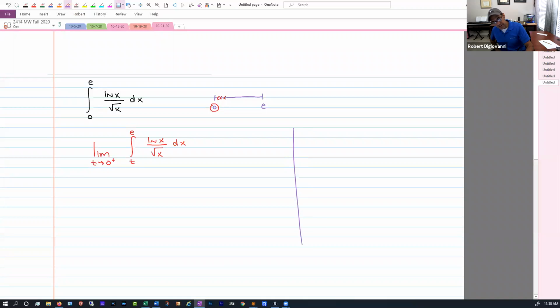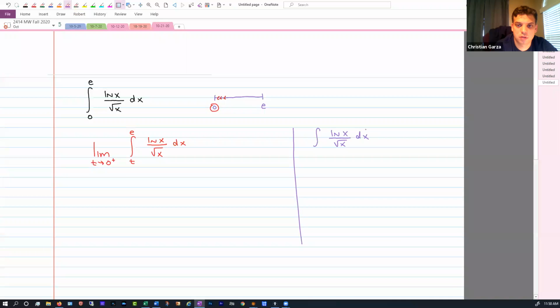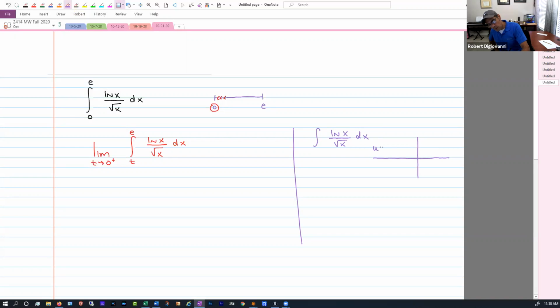Who has the antiderivative, or at least how to go about it? Integration by parts. Good, okay. If I'm doing integration by parts, what are you going to choose for the u? Natural log of x. Then the derivative of that's just 1 over x dx. That forces you to use what as the dv, though? Be real careful. What's dv?